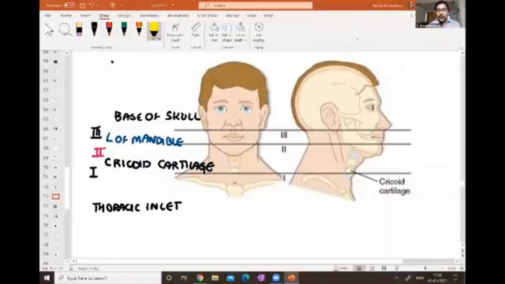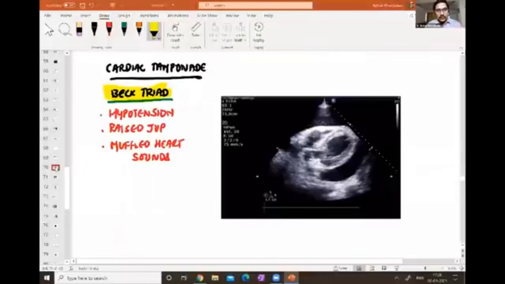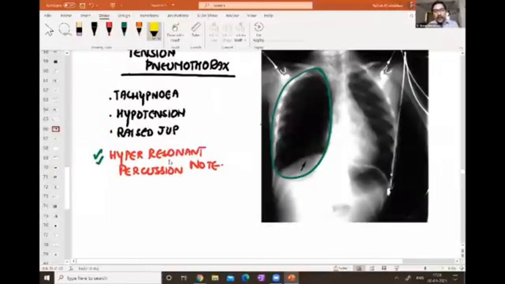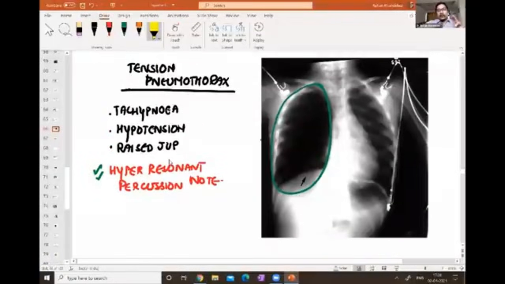You want to understand tension pneumothorax again? Okay. So cardiac tamponade, you will get hypotension, raised JVP, and muffled heart sounds. In tension pneumothorax also you have hypotension, raised JVP. To differentiate tension pneumothorax from cardiac tamponade, we will see a hyper-resonant percussion note, because there is air here, so you will get a hyper-resonant percussion note here.